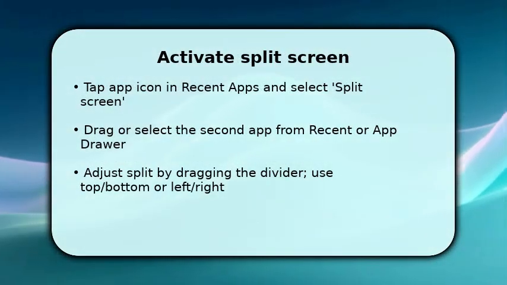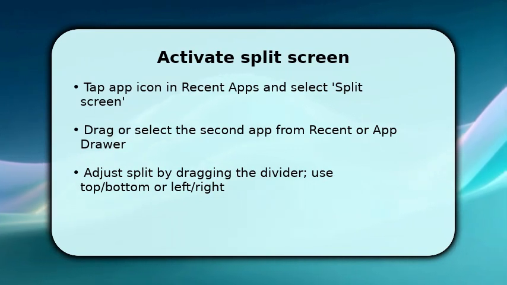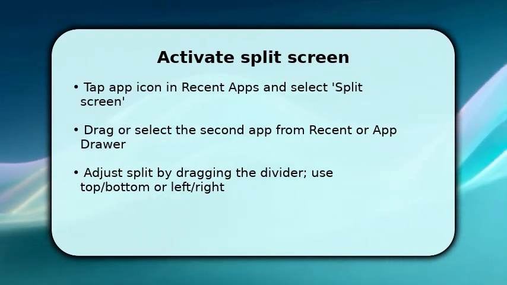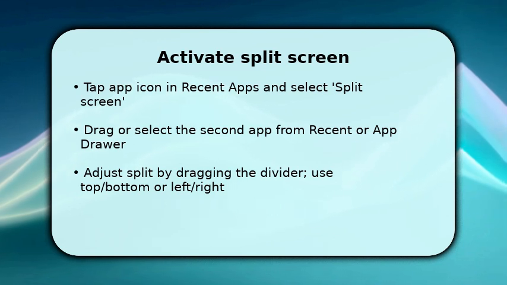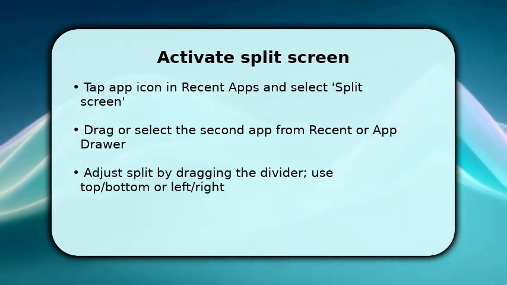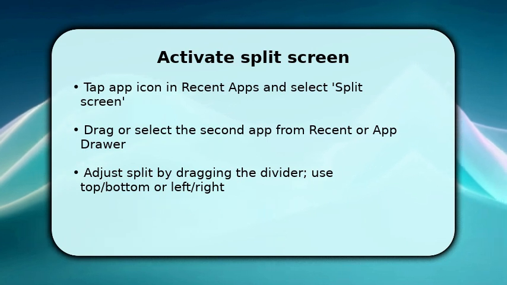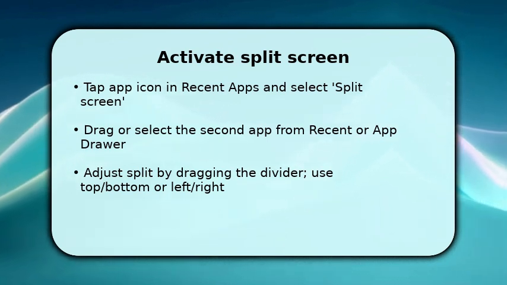Now you'll actually create the split. In recent apps, tap the app's icon and choose split screen so it pins to one side. Next, pick the second app from recent or open it from the app drawer to fill the other pane. Make sure to drag the divider to resize panes for reading versus typing.